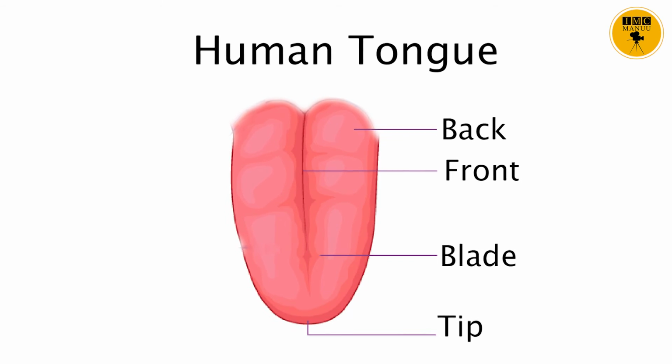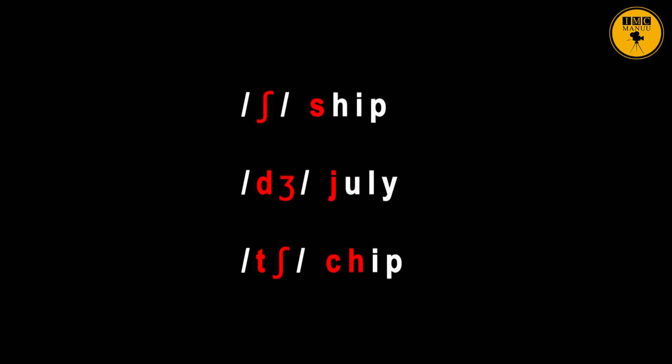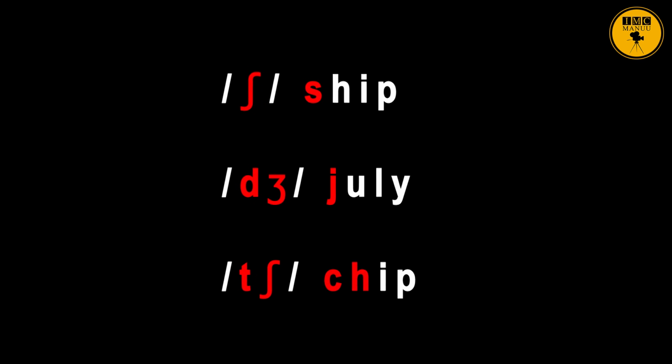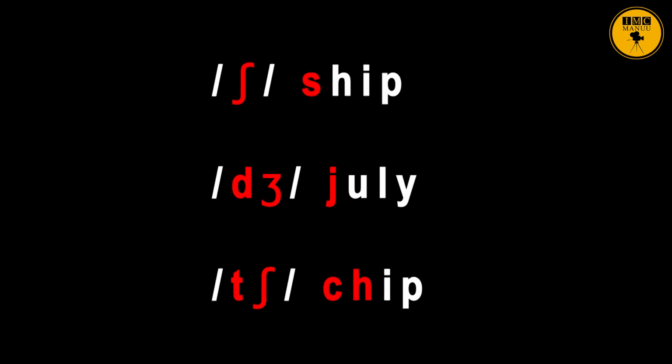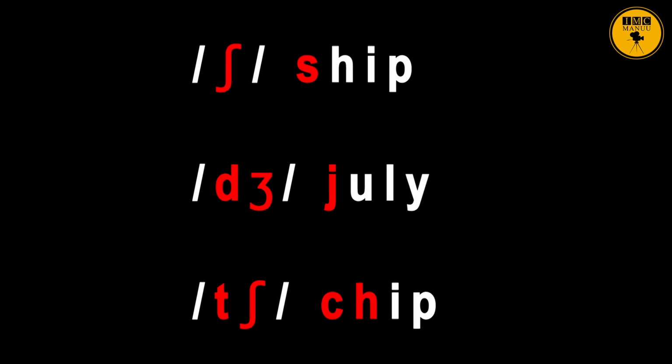The first part is the tip. The tip is closest to the lips. Behind it is the blade, then you have the front of the tongue, and then you have the back of the tongue. In the case of palato-alveolar, we use either the tip or the blade of the tongue. The words given for your examples are ship, July, chip: sh as in ship, j as in July, ch as in chip. Ship, July, chip.